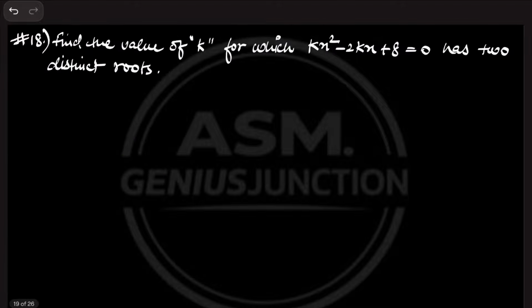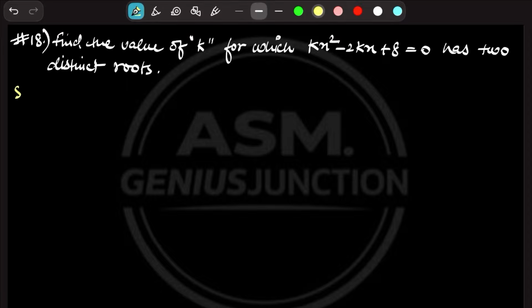Now we are moving on to another very important question based on the same concept for finding the value of k for the given equation. And this time we need to find the value of k for which this quadratic equation has two distinct roots, right? So this time we need to find the value of k for which the equation has distinct roots. What we are going to do is, first of all, let's move on with the solution part.